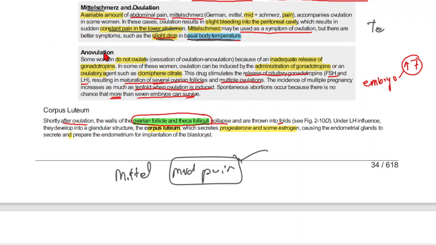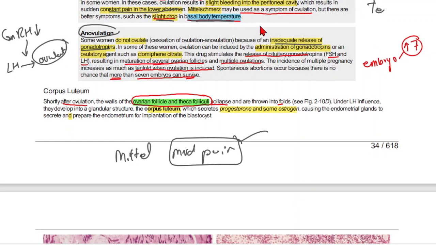Another is anovulation. If ovulation does not occur, that is called anovulation. So what is anovulation? When a female does not ovulate, there is inadequate release of gonadotropin. When GnRH decreases, the FSH and LH levels decrease, due to which ovulation does not occur. And when ovulation does not occur, normal fertilization of the female becomes disturbed. So you have to remember this.